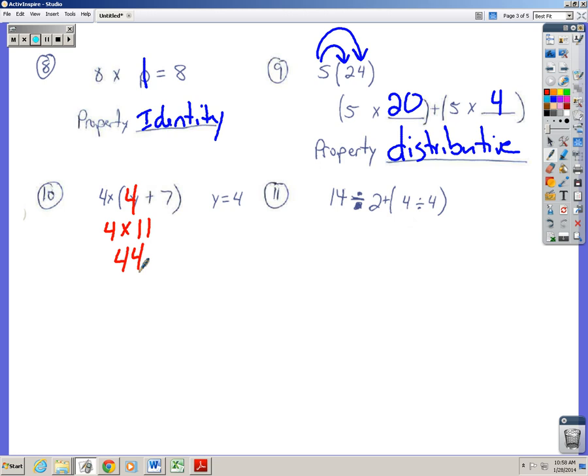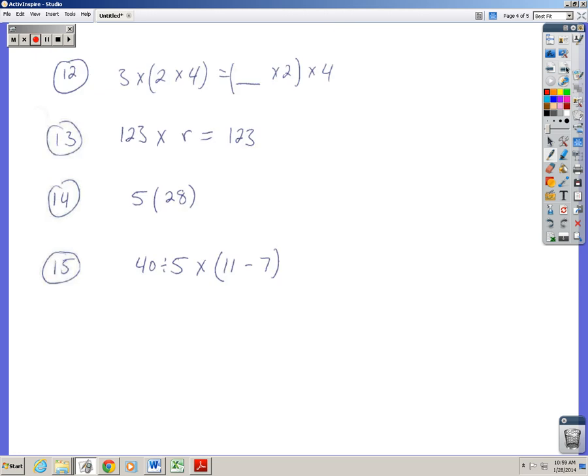Number 11, please excuse my dear Aunt Sally. Parentheses, 4 divided by 4 is 1. 14 divided by 2 plus 1, we will divide. 14 divided by 2 is 7. Plus 1 is 8.